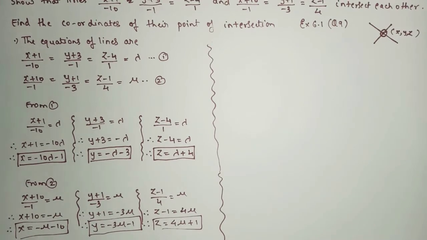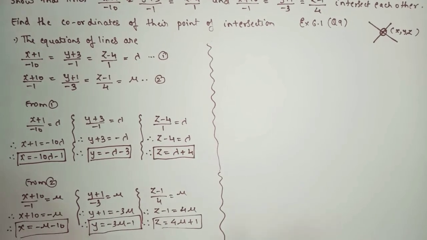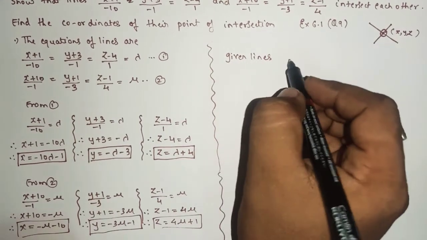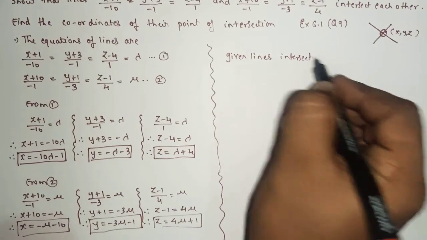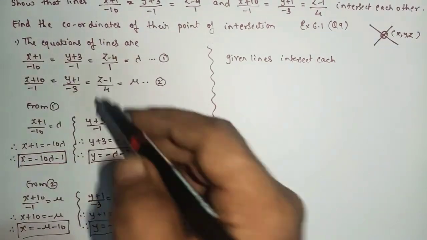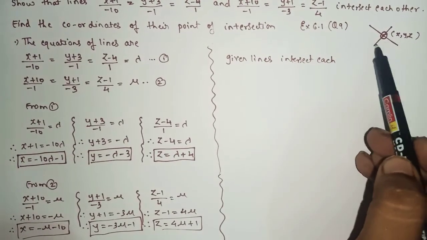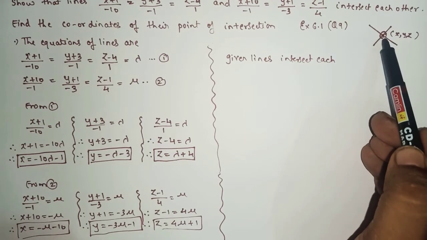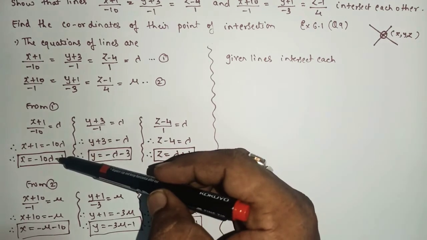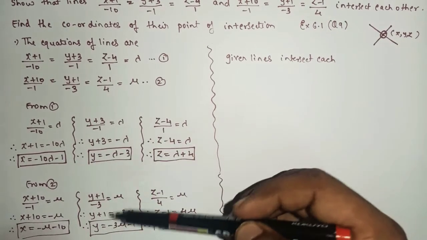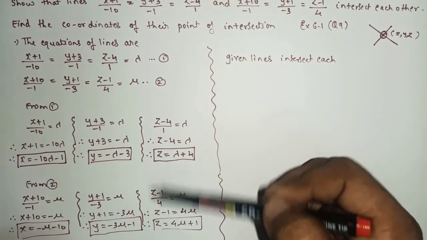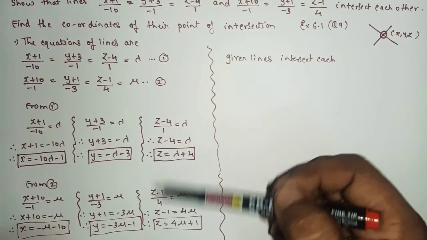So can I say the given lines will intersect each other? Here we can write: the given lines intersect each other. In simple language, when they say show that, it means the two lines intersect when they have a common point, common coordinates x, y and z. Suppose here x is 3, so it has to be 3 here. Suppose this is 4, so the y coordinate has to be 4. Then only we can say they have a common point of intersection.